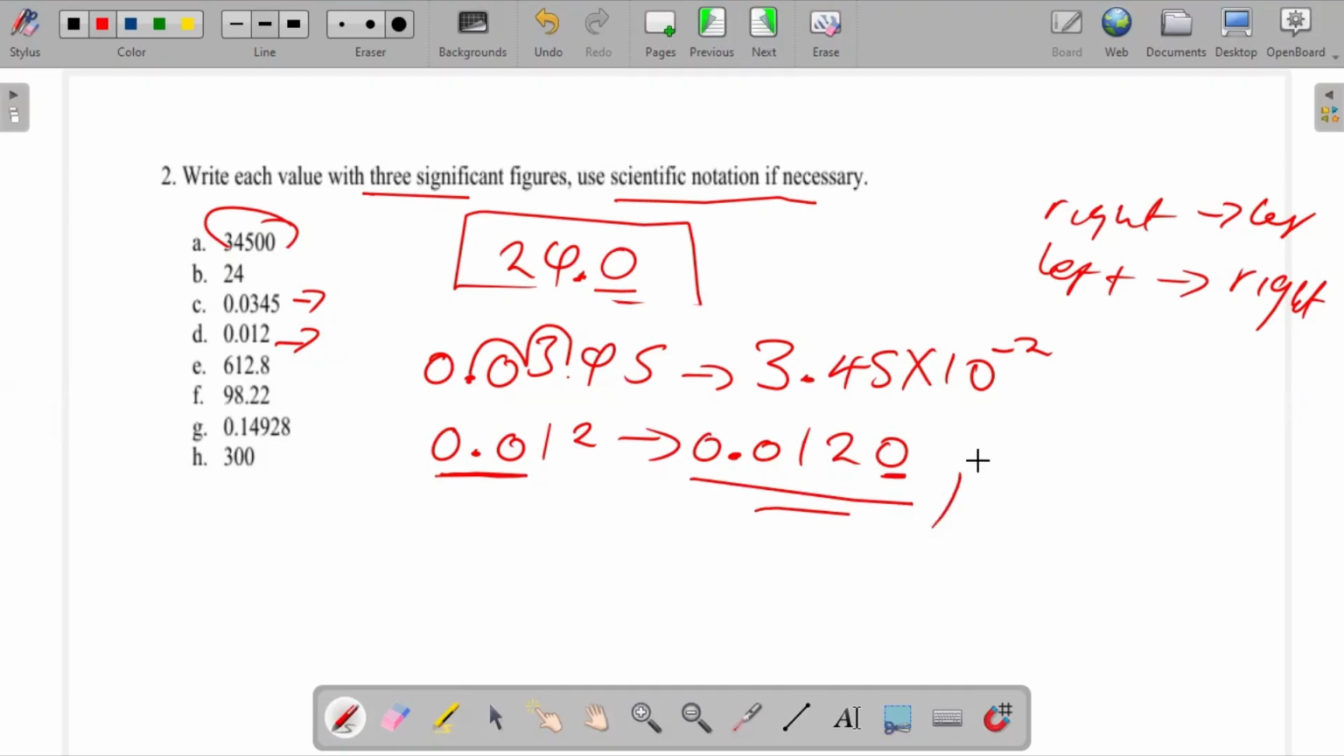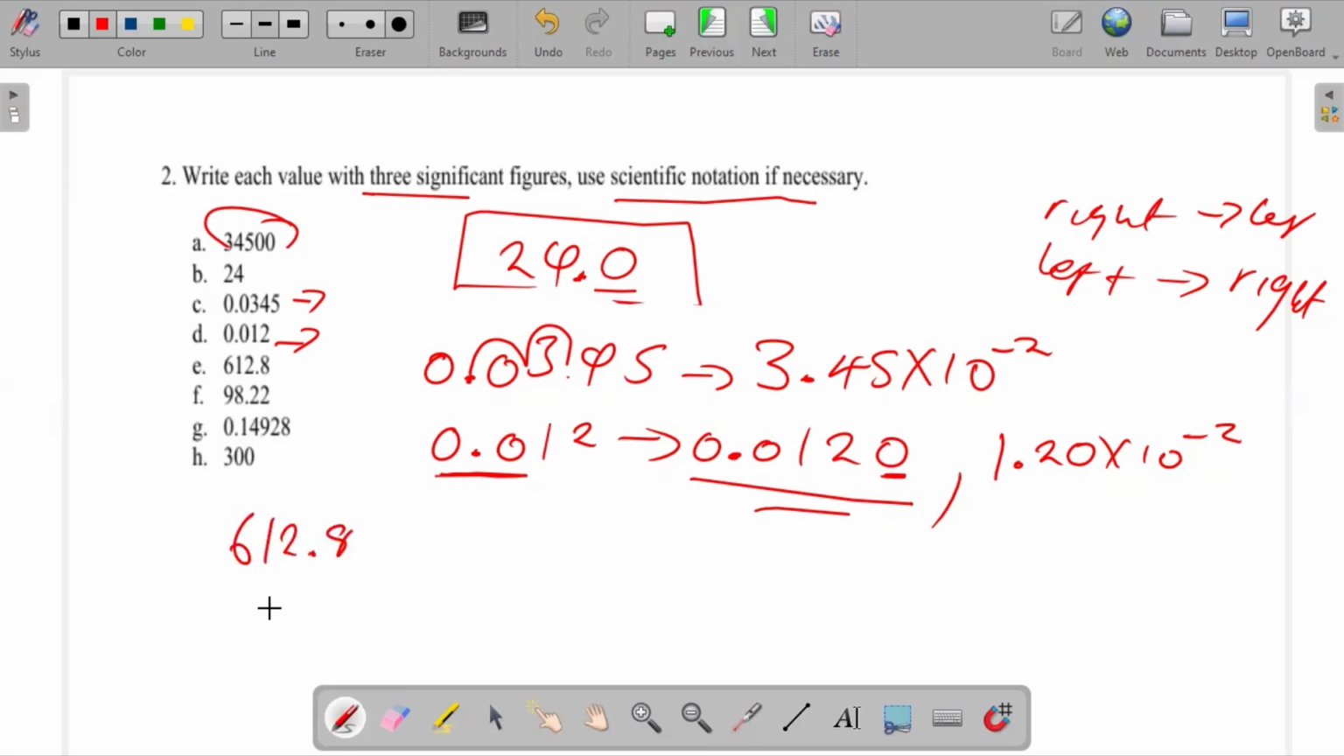For scientific notation, we can move our decimal place. We are moving two steps as well. So we're going to get 1.20 times 10 to the power negative 2. That's what we have. Let's go to this one now.